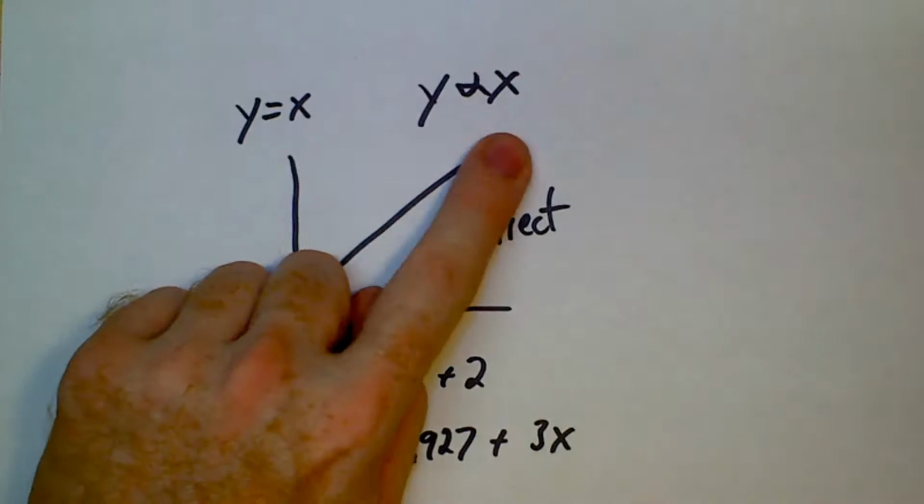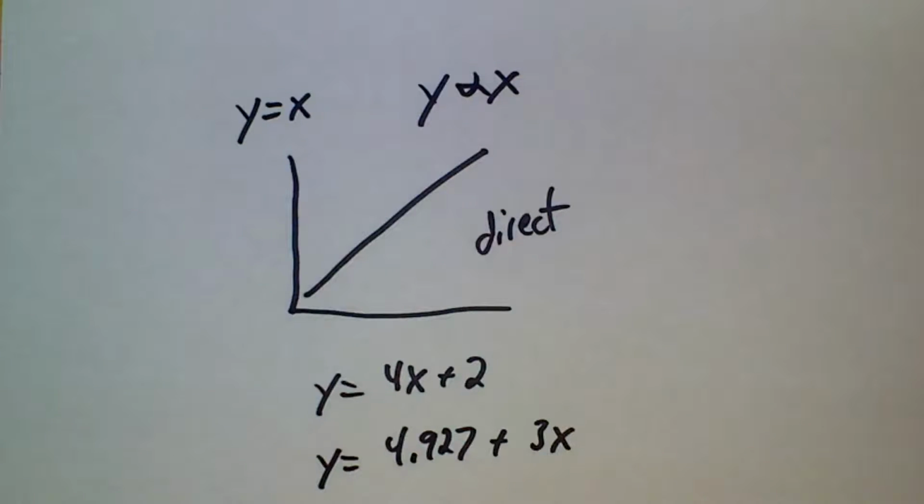Y is proportional to x. In other words, when x goes up, y goes up. When x goes down, y goes down. That's true for all of these equations. And that's always true for a direct relationship. Okay, so that's the mathematical form for a direct relationship.